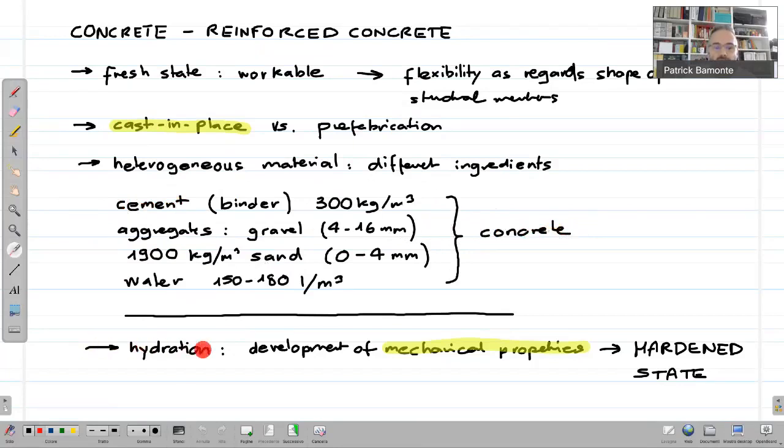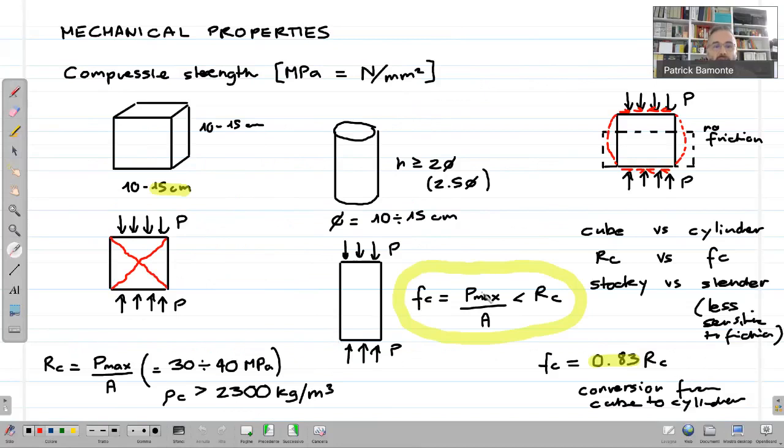Then of course hydration should be mentioned, so the fact that there is a complex set of phenomena which take place that represent chemical reactions between the ingredients that make up concrete and that lead to the development of mechanical properties, so that bring in the hardening of concrete, which is then typically used as regards structural applications in its hardened state. What about the mechanical properties?